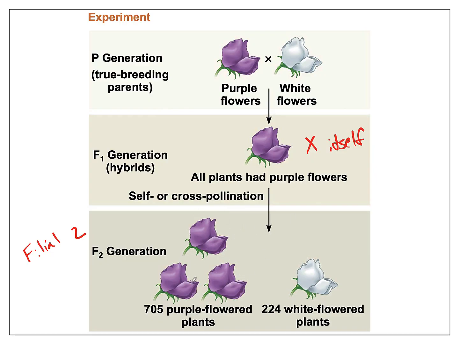And what he found was that most of the third generation here was purple. So this is about 3/4 purple plants. But the white reappeared. We had about 1/4 white plants. So now Mendel knew that the white didn't get lost. However, for some reason in the second generation, that F1 generation, the white flowers got completely covered up. And then they reappeared in the third generation, the F2 generation.